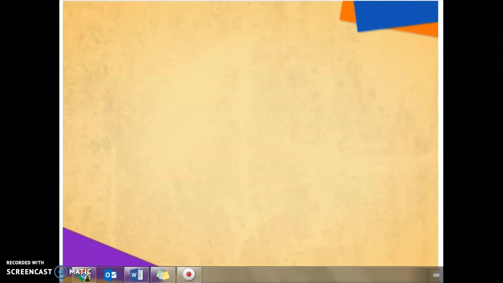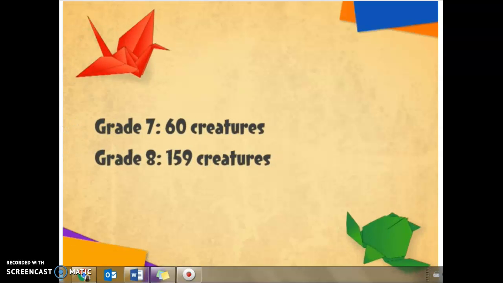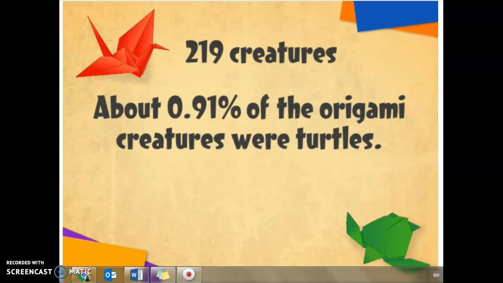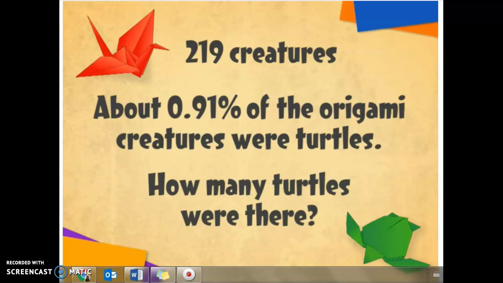The teacher combined the origami creatures the two classes created to make a display with 219 creatures. The math teacher came by to look at the display. She calculated that about 91/100% of the origami creatures were turtles. How many turtles were there?